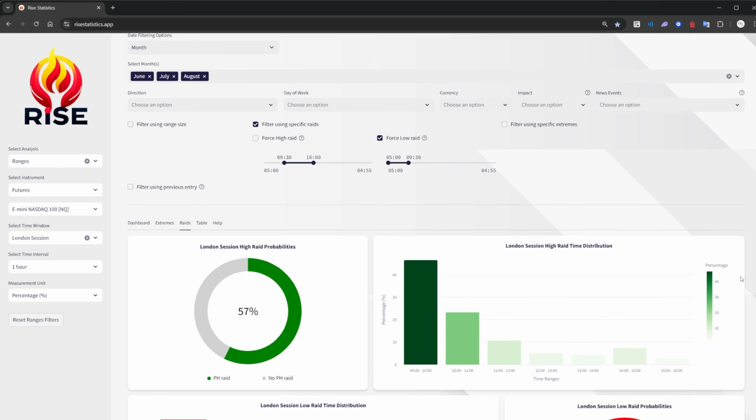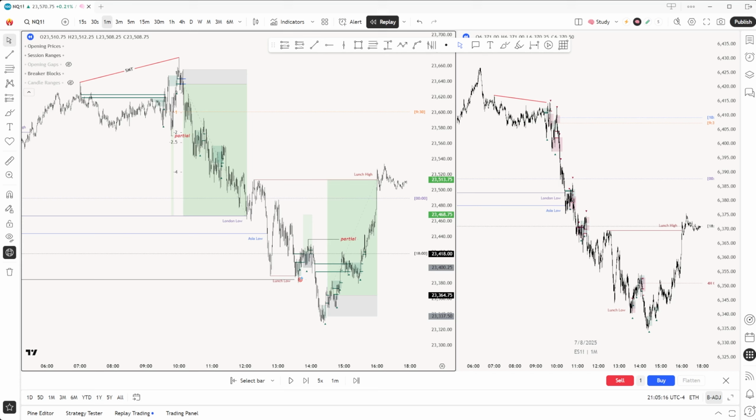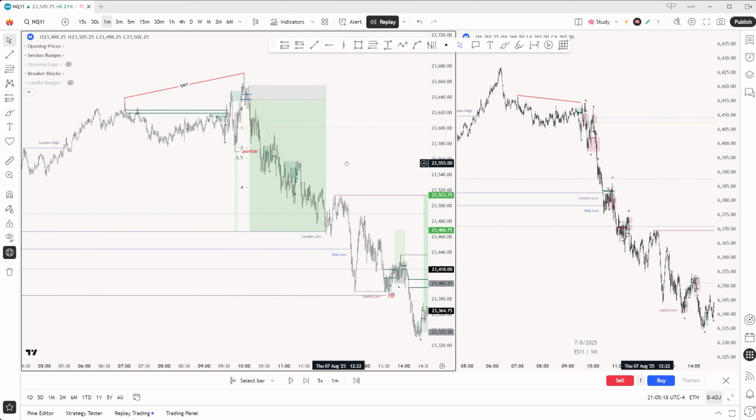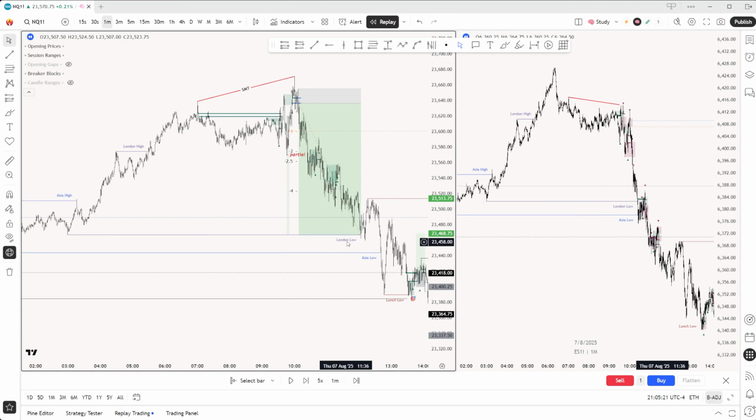Hopefully you guys found this interesting. So now the next time, here, let me switch back over to TradingView. The next time you see frameworks like these, you will know and have the confidence to trade them, understanding that there is a statistical probability that we reach this.